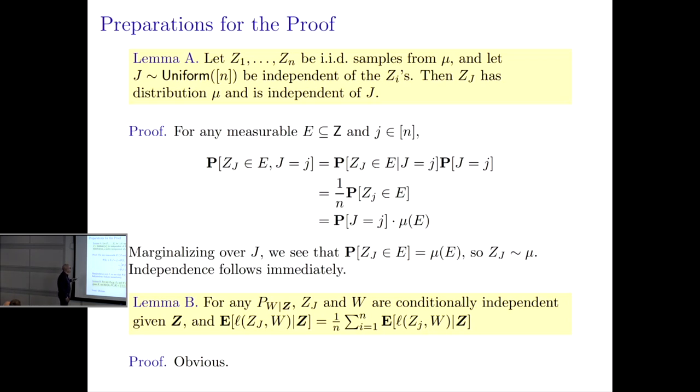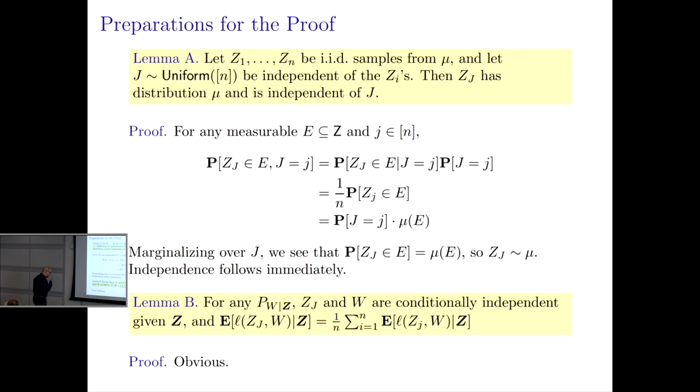For any measurable subset E of the instance space and any index j, let's look at the joint distribution of Zj and J. There's a probability that Zj is in some set E and J is equal to little j. I factor it using the conditional distribution. Here's the interesting thing: the marginal distribution of J is uniform, so it's 1 over N. And it's pretty straightforward to show that if J is equal to little j, the conditional distribution of Z uppercase J is just the distribution of Zj. But they're all the same distribution. They're all IID, so this is mu. Now, if I marginalize out J, I see that the marginal distribution of Zj is just mu. And because they factor into the product distributions, they're in fact independent. Here we do need the identity: we need the Zs to be identically distributed.